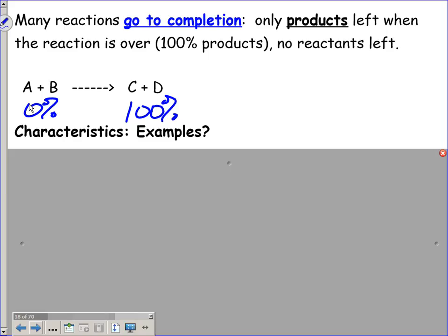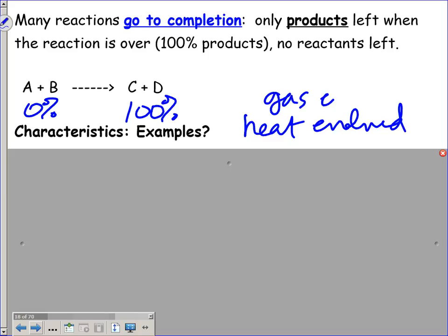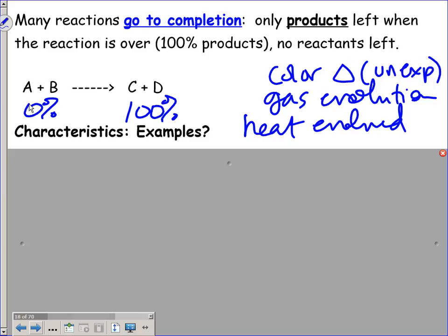And we have these characteristics of things that would indicate that a chemical reaction happened. What were some of those chemical reaction indicators? Things that evidenced a chemical change. Heat evolved. Okay. Something else? Gas evolution. Color change, and that's the weird one, right? I'm going to say color change that's unexpected, because it could be like dye going into water. That's a physical change, not a chemical change.